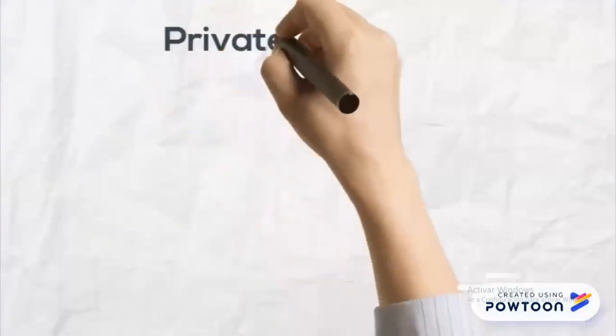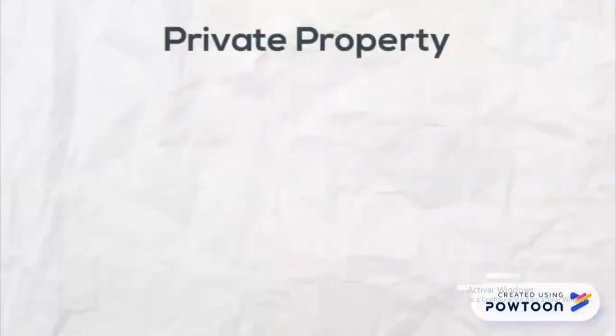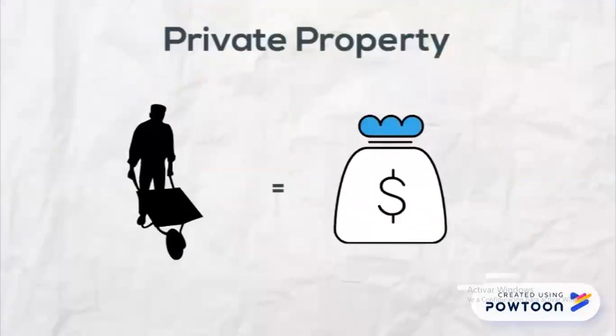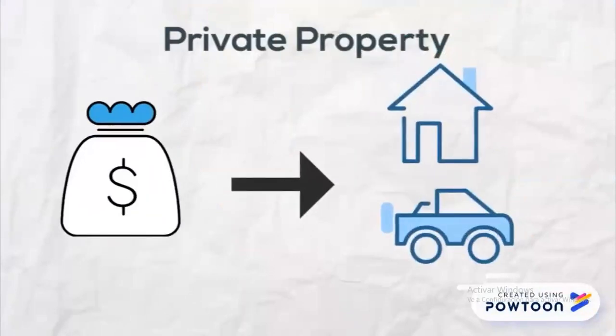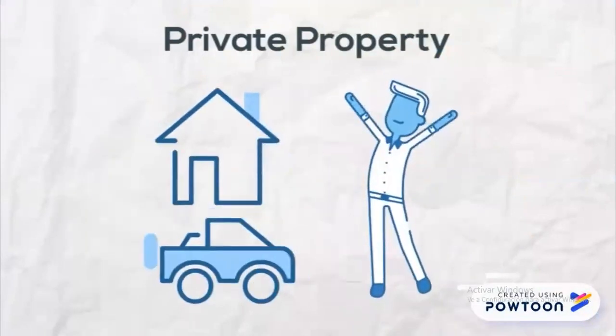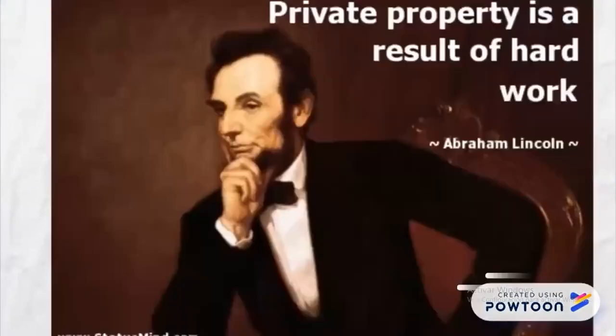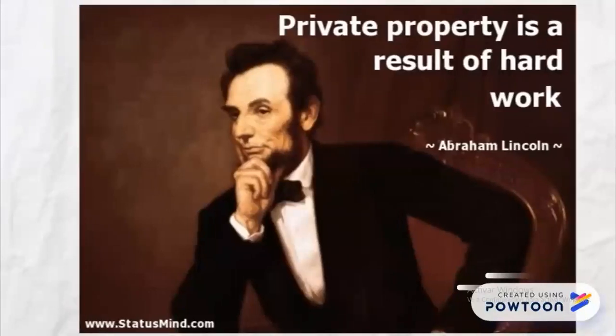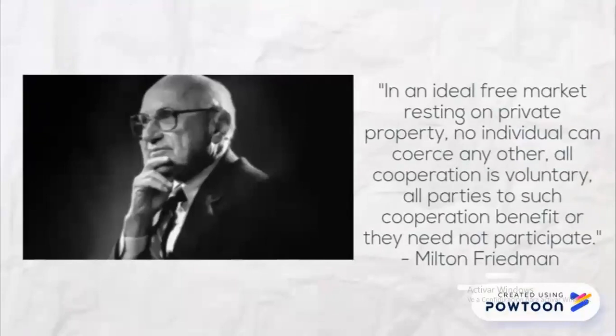Private property means that you are in control of the money that you earn. As you contribute labor, you earn a salary that allows you to do with it as you please. Once you own your property, you can do whatever you want with it as long as it is legal. Abraham Lincoln once said that private property is the result of hard work. Milton Friedman states that in an ideal free market resting on private property, no individual can coerce any other. All cooperation is voluntary. All parties to such cooperation benefit or they need not participate.